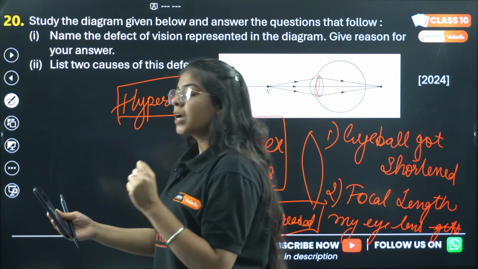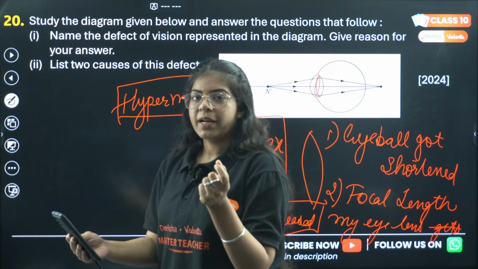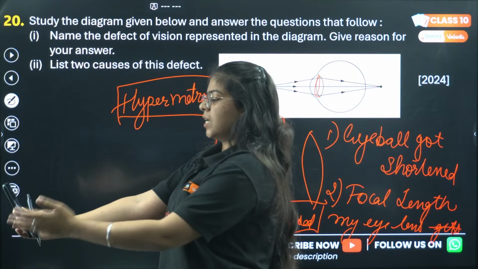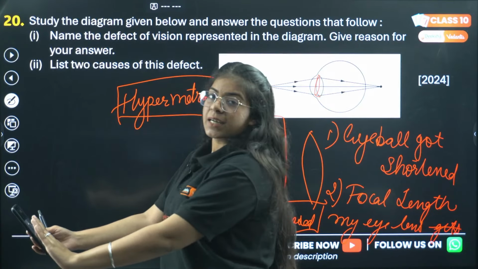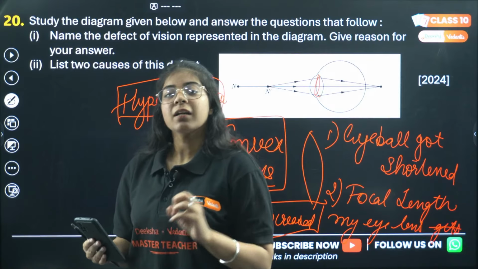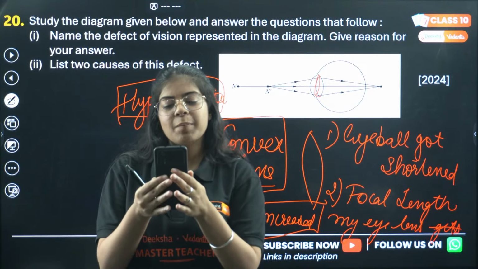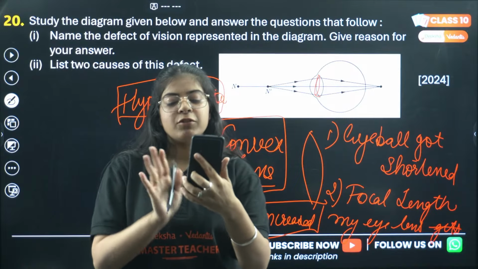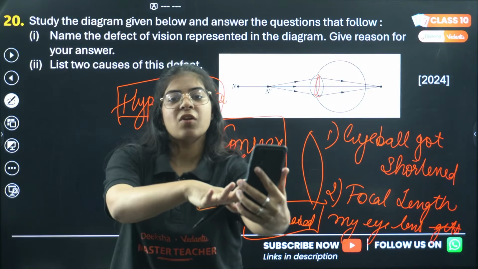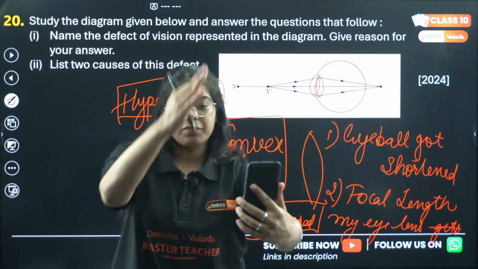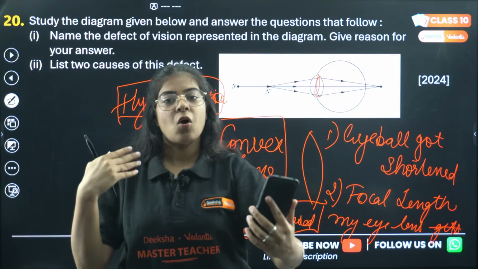But what happens, you might have seen your grandparents read their newspaper or phone like this. So they are increasing the distance because they have gotten farsightedness, that is hypermetropia. They cannot see nearby objects clearly, so they have to keep the phone or newspaper away from them, so that the image of this object gets made on the retina.